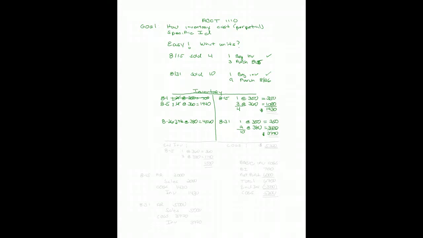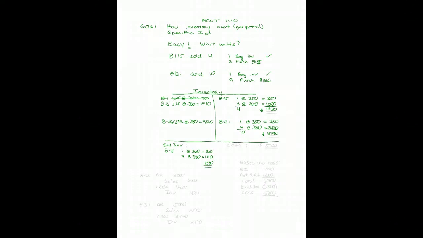I have now recorded all of my purchases as I showed you on the first page, and I've recorded both sales. What do I have left in ending inventory? Well, in my specific ID, I've sold all of the ones I had in beginning inventory. I have from 8/5, 1 left at $360, and I have 3 left at $380. 1 times 360 is 360. 3 times 380 is 1,140. If you add those together, my ending inventory would be $1,500.